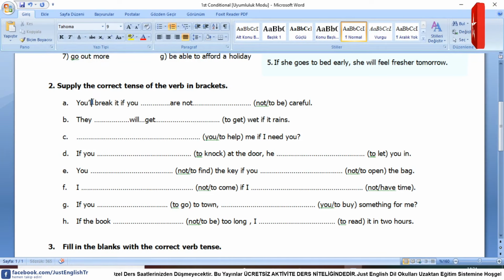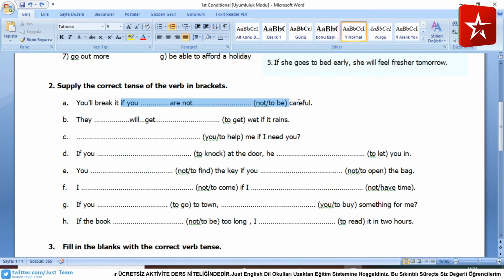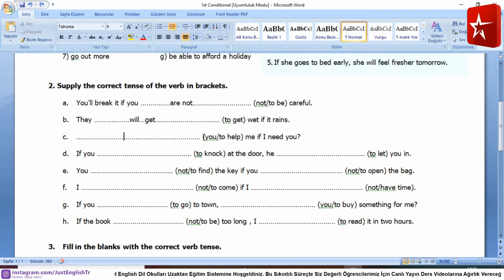Because we have will here in the main clause. That's why I didn't use will. We have a main clause and we should make an if clause here. Irina. Okay, yes, they will get wet if it rains. B. Okay, let's continue with C. How can we make this sentence? If I need you, this one is a negative type of sentence. So can you help me to make this sentence, please?